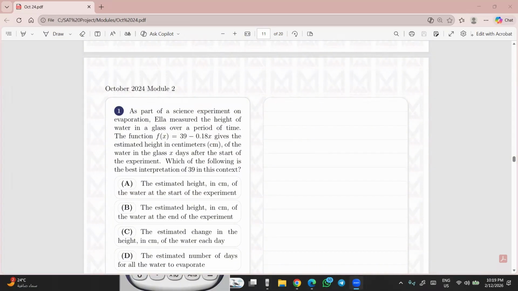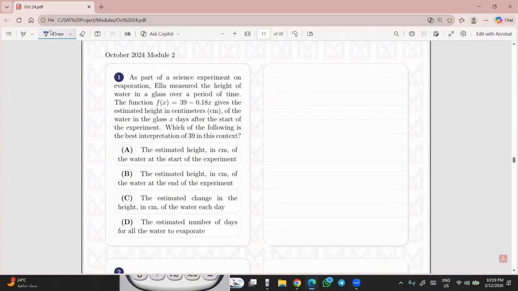And now we start answering the module 2 of this exam, October 24. Question number 1 says, as part of a science experiment on evaporation, Ella measured the height of water in a glass over a period of time. The function f of x is equal to 39 minus 0.18x. This is a linear equation, gives the estimated height in centimeters.